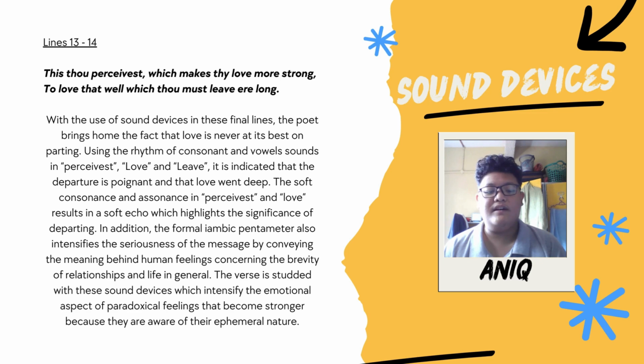The poet signifies the separation is poignant and signifies a deep connection in love. The gentle consonants and assonance in perseverance and love create a soft resonance that underscores the significance of departure. Furthermore, the strengthened iambic pentameter heightens the gravity of the message, conveying the depth of human emotion about the fleeting nature of relationships and life itself. The verse is adorned with these sound devices that amplify the emotional complexity of conflicting feelings, strengthened by the awareness of temporary existence. That's all from me.